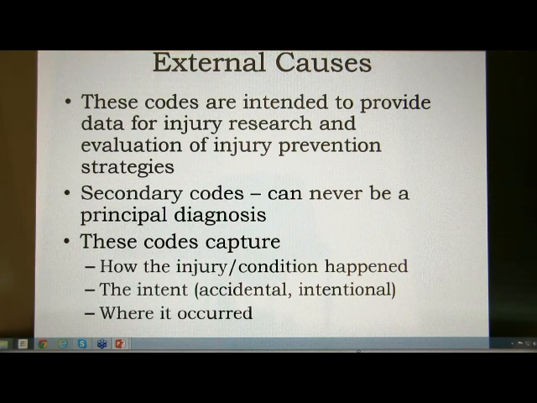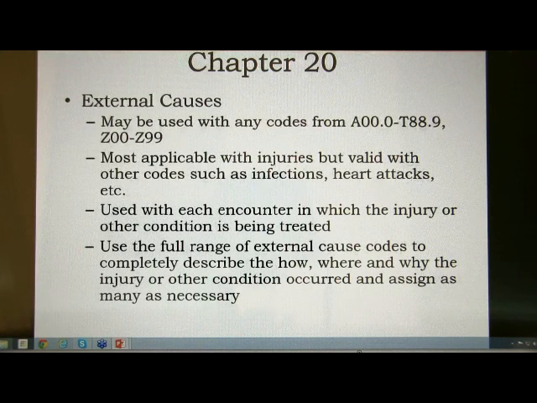So these codes for external causes can be used with any code within the ICD-10. They're most applicable for our injuries, but there's also external cause codes for some of the infection codes and when patients have heart attacks. We're going to use these at each encounter that the injury is treated. And then we are really just trying to paint that story of how, where, and why this injury happened.